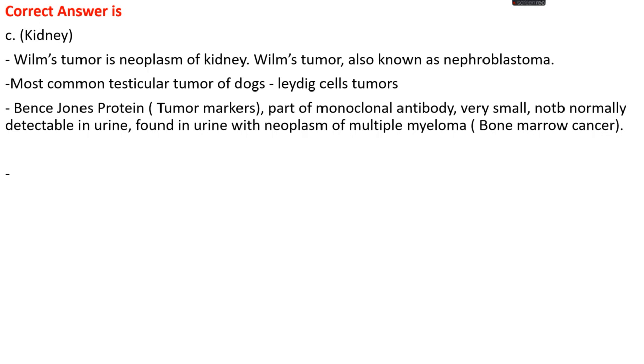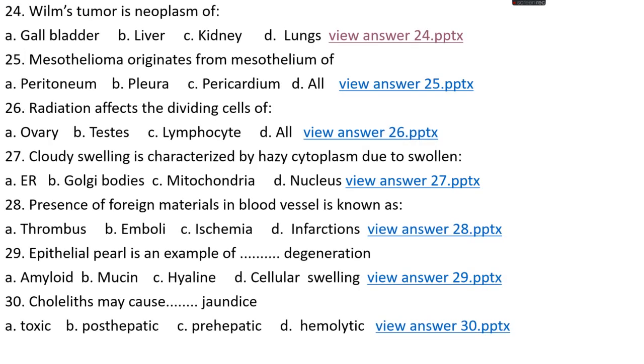And the most common testicular tumor of the dog is Leydig cell tumor. Bence Jones protein is a tumor marker, which is part of a monoclonal antibody, which is very small and not normally detectable in urine, but it is found in a detectable amount in urine with the neoplasm multiple myeloma, that is bone marrow cancer.